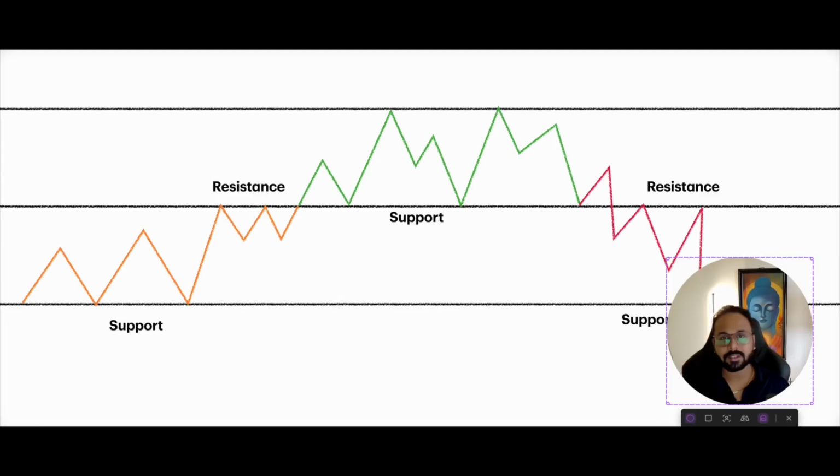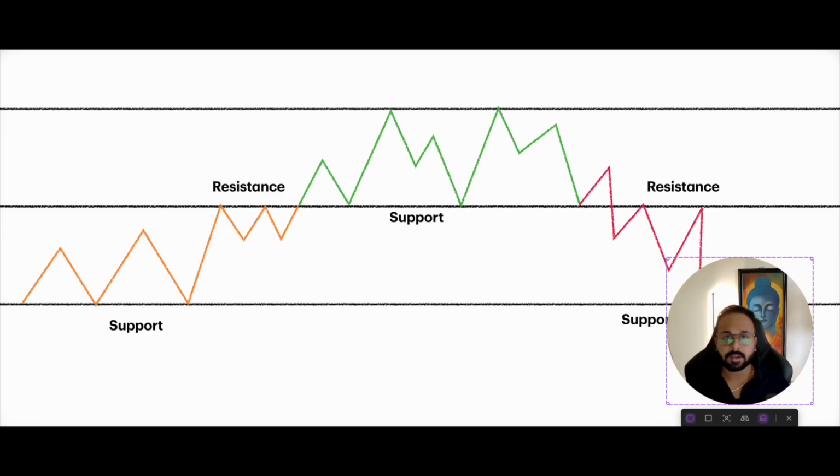Traders, I hope by this example you have got a basic idea about market behavior. You can open any chart and see this is how market behaves. Either it will be in an uptrend, downtrend, or it will be sideways. Sideways means indecision between the buyers and sellers.